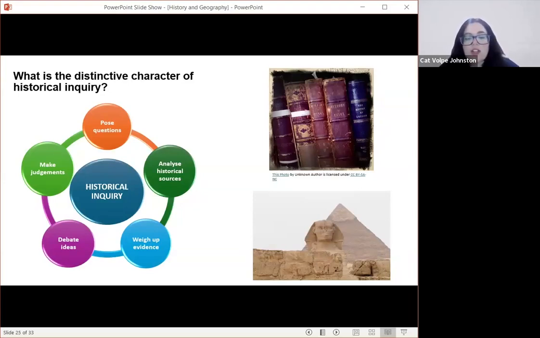These are skills that students can use across the curriculum, being able to analyze any type of source, be critical of it, ask questions, make judgments about that material, debate ideas, and weigh up different forms of evidence, different news stories, what we're being told, what we're being fed. All these skills are really important, and that's something that you can mention to your students, that we're not just learning about the past, but we're actually developing a lot of really important skills here.